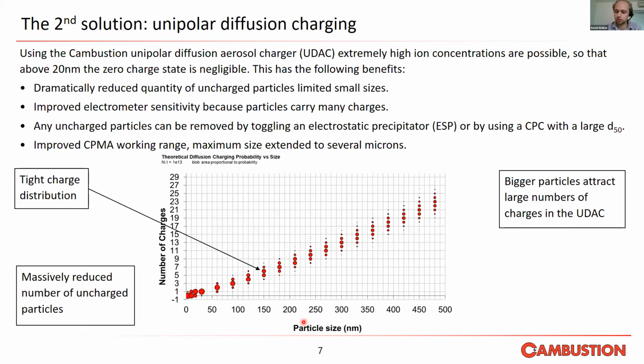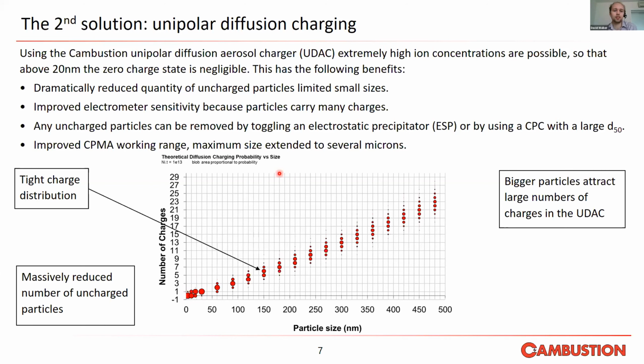So the solution to this is to basically get rid of those uncharged particles. And you can do this with a unipolar diffusion charger, such as the Cambustion UDAC. This is best shown by this charge distribution down the bottom. Up at the high sizes, well, if you go up to a micron, you're getting sort of 100 charges per particle. But really what's important is down at the left here, where you'll see anything above about 20 nanometers is guaranteed to have at least a charge on it. This dramatically reduces any uncharged particles around, and as a result, those don't penetrate through the CPMA.